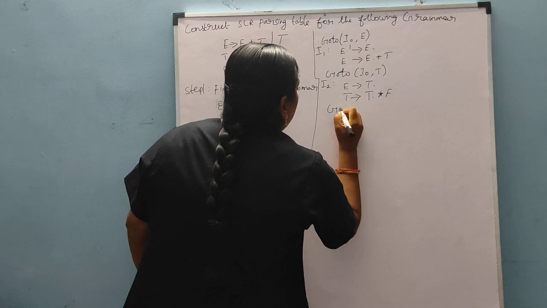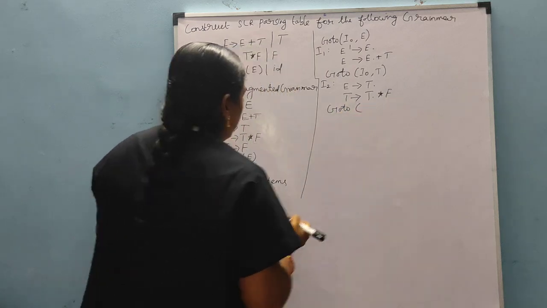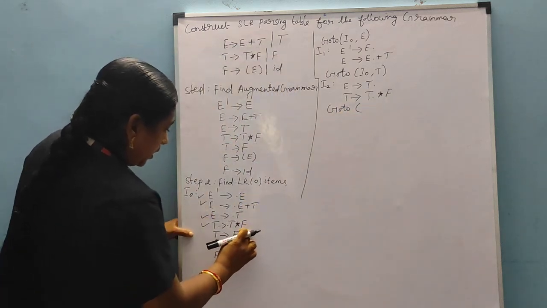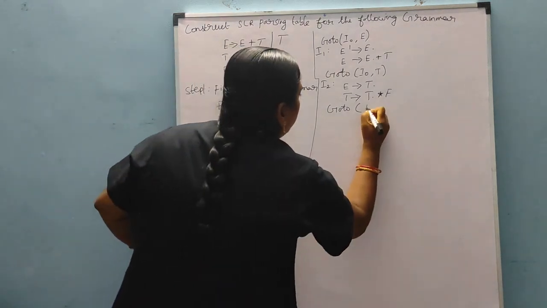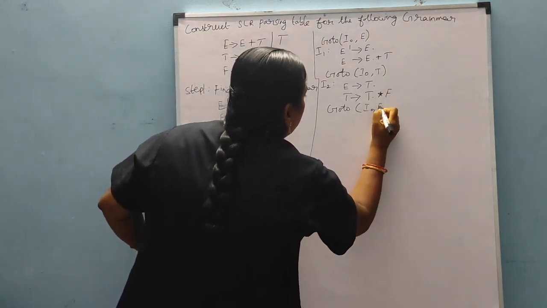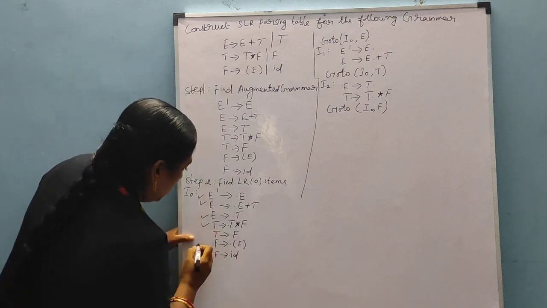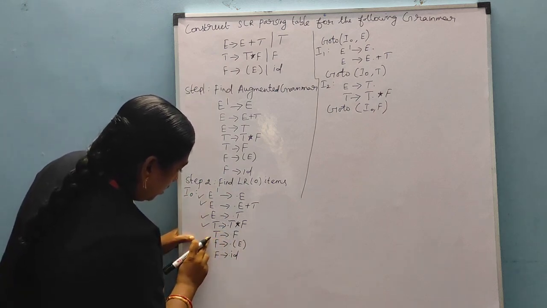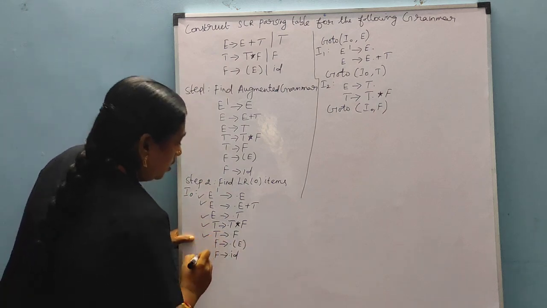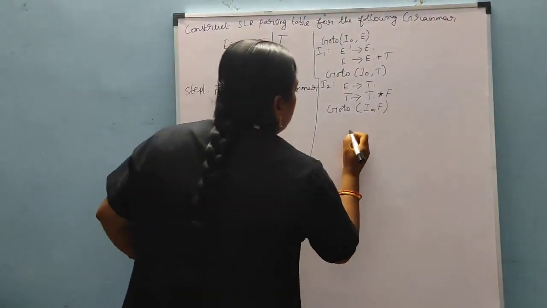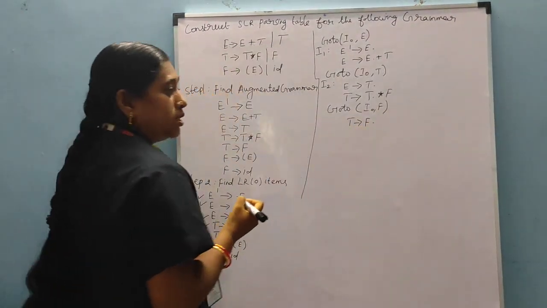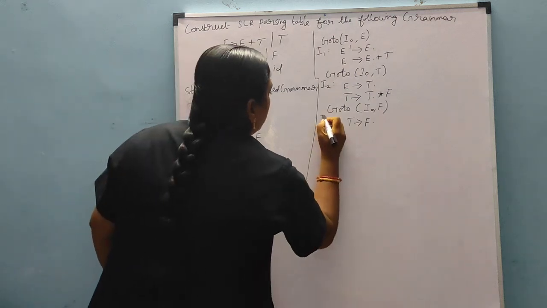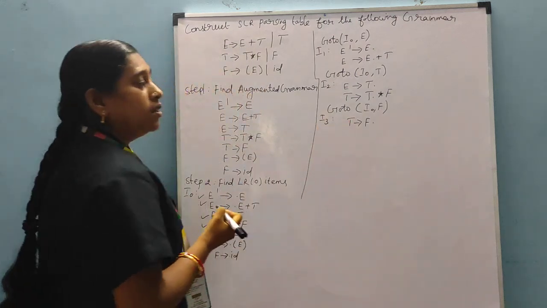So next one, go to this. These 4 productions are completed. Next production F. So I am moving I naught, comma F. Check for the F production. Yes, only one production contains it. So T tends to F dot. This is a new state. So we make it an I3 state.